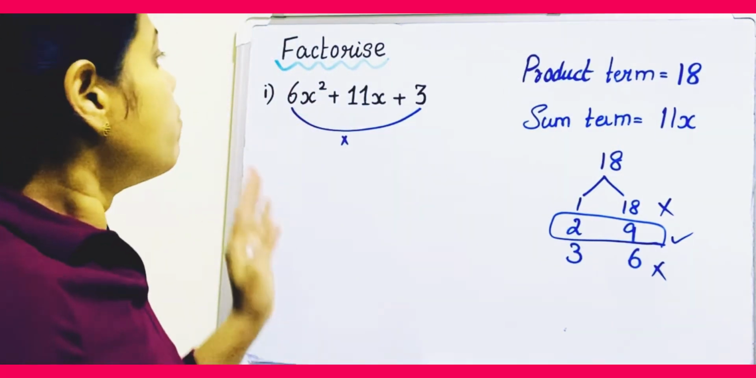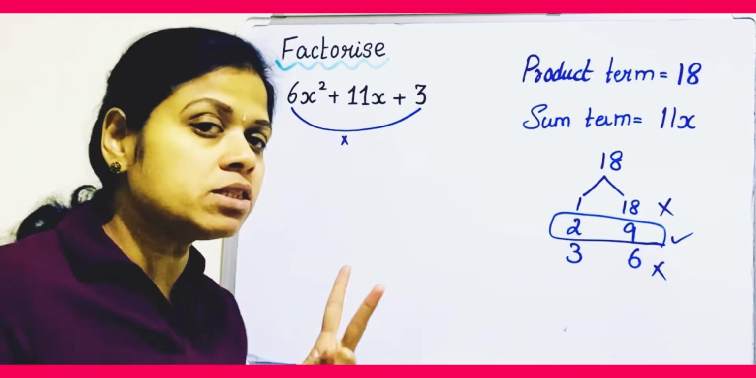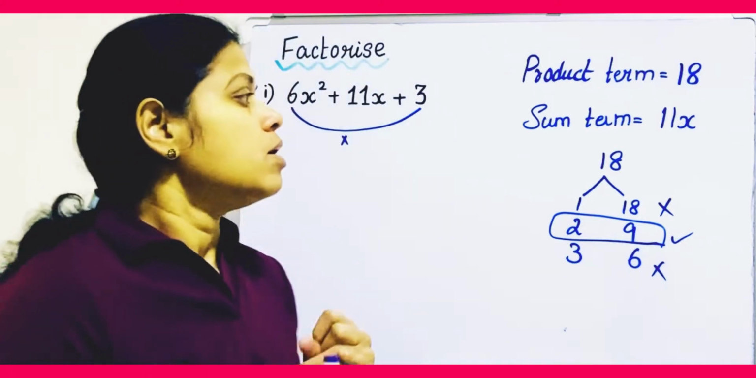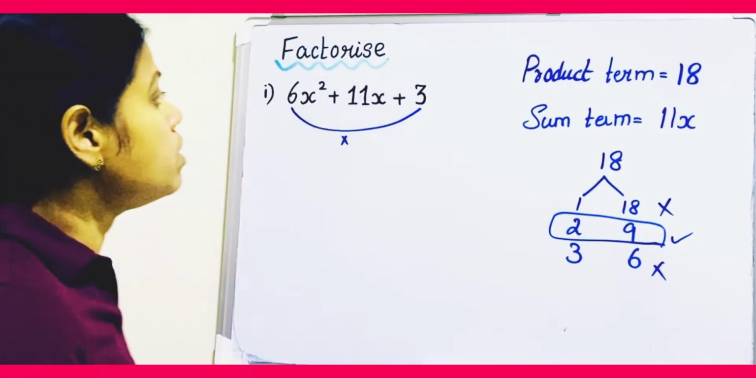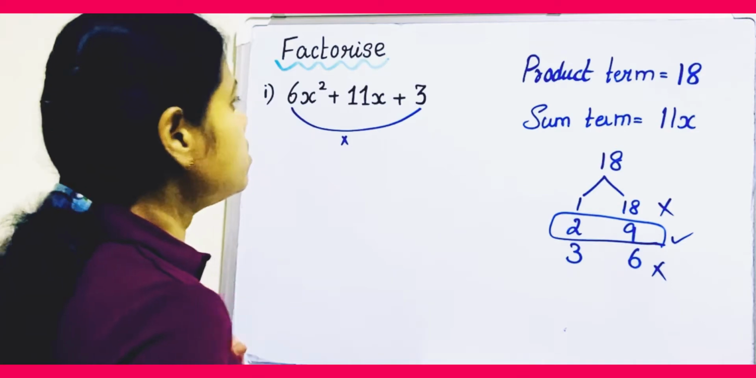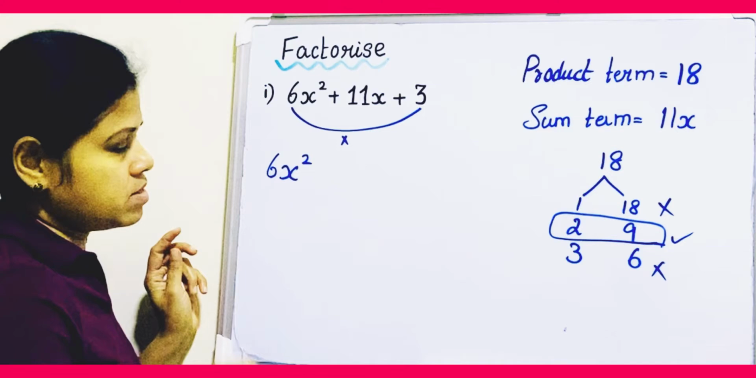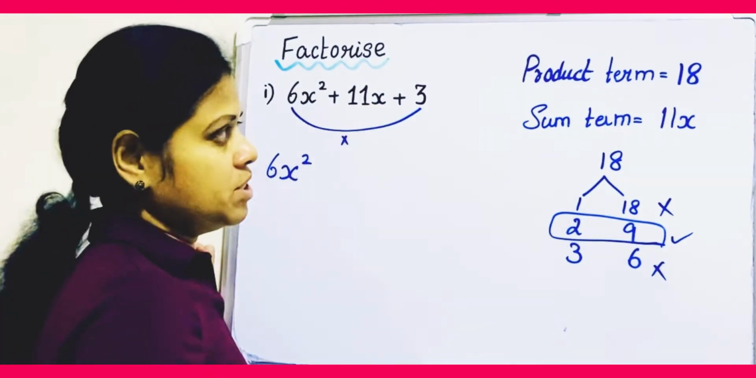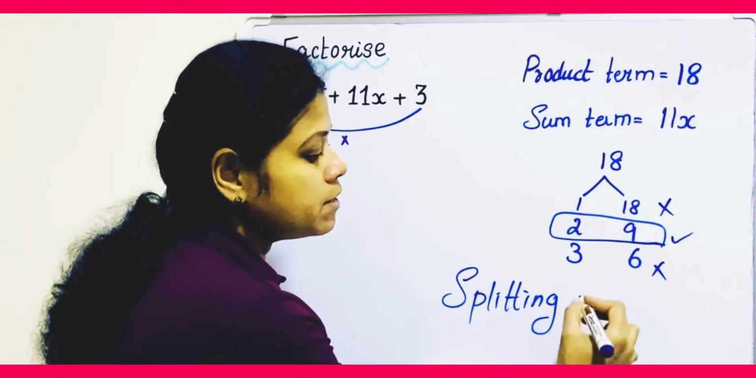So next, we are going to factorize by splitting the middle term. Actually, there are two methods. One is splitting the middle term, the other is the factor theorem. Now I will show you how to factorize by splitting the middle term. Here the middle term is 11x. We have to split it. So the next step is to take the 6x square, write it as it is. Then the middle term you have to split.